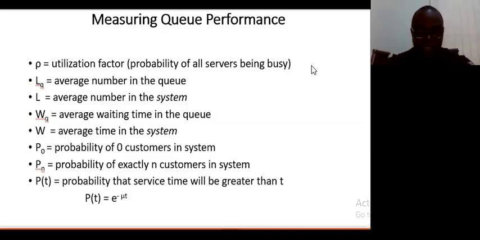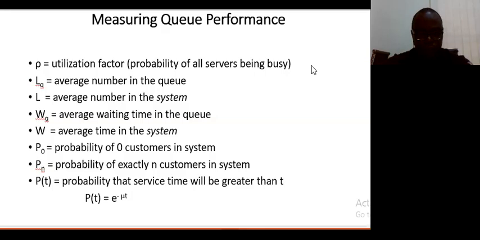The next one is LQ. It represents the average number in the queue. For instance, in the hospital example that we made reference to earlier, the waiting area or the queuing area, the number of customers that are there represents LQ. That is the average number in the queue. All right. Then L represents the average number in the system. That is both the ones on the queue and the ones being served. All of them together represent L.